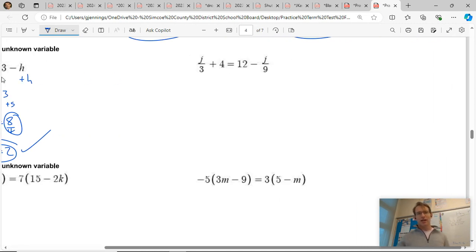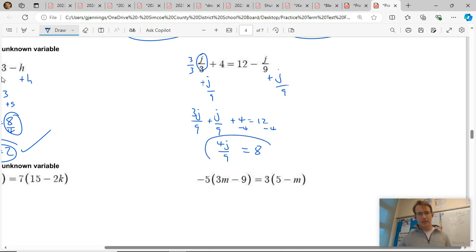Over here, oh, I got j over 9. So I'm going to add j on 9 to both sides. So that's like saying 3j on 9, that's this, multiplied top and bottom by 3, so I get a common denominator, plus j on 9 plus 4 is equal to 12, okay? So that's 4j over 9, minus 4 both sides, is equal to 8, okay?